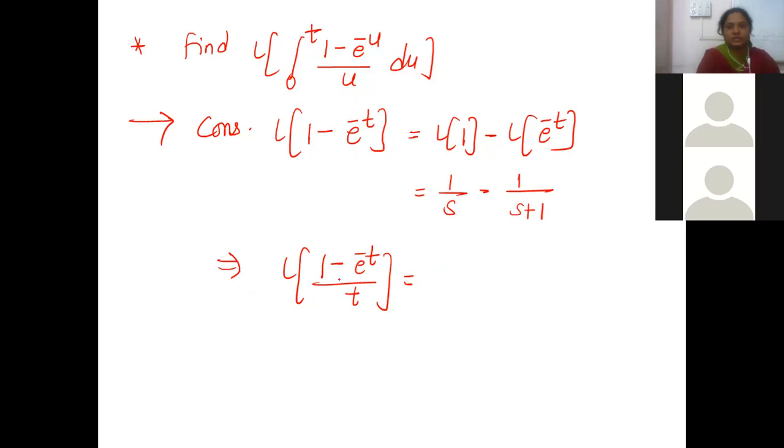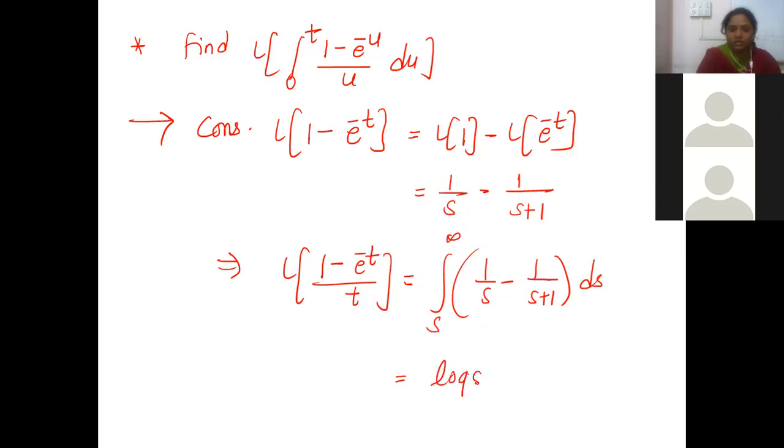Division by t is integration, from s to infinity, of 1 upon s minus 1 upon s plus 1, ds. Whenever the integral comes, it is with respect to ds. So these two can be separated. The integration of 1 upon s is log s. Very good. Minus, what is this? Log of s plus 1.